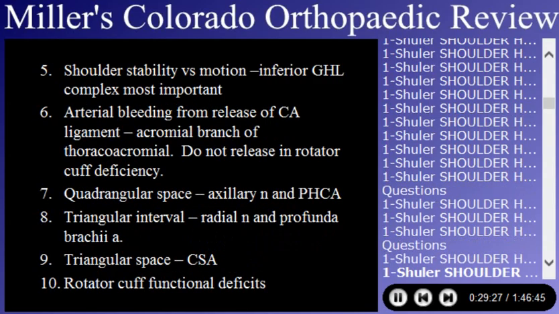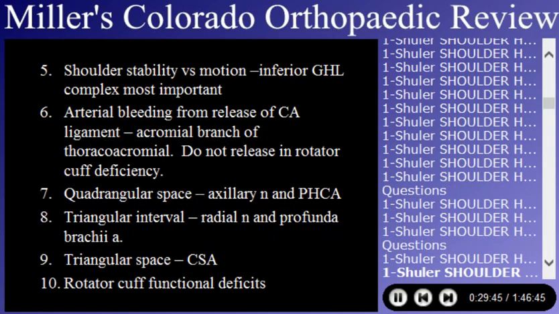Shoulder stability versus motion. Got to know your inferior glenohumeral ligament complex is probably the most important. Arterial bleeding from a release of the CA ligament is due to the acromial branch of thoracoacromial. Do not forget the painfully massive rotator cuff tears that you're bleeding. Do not take that ligament because it's your superior restraint.